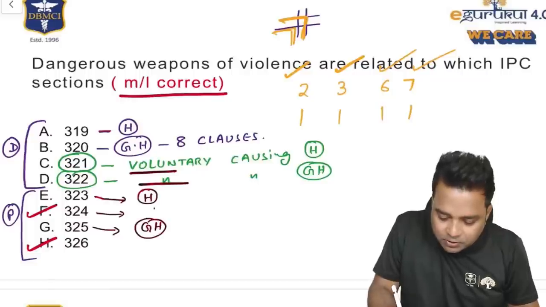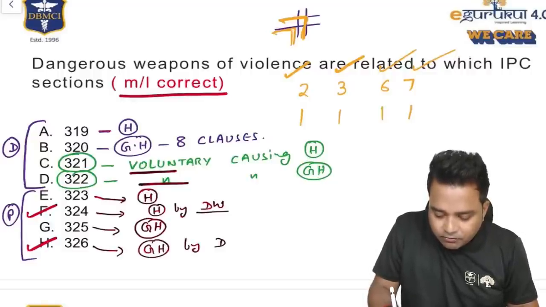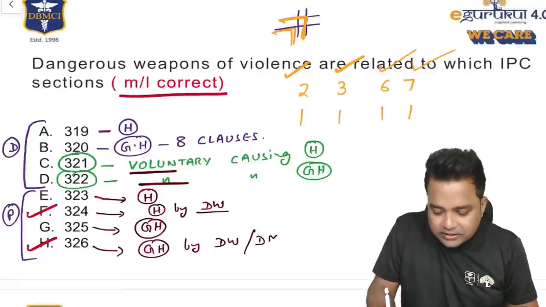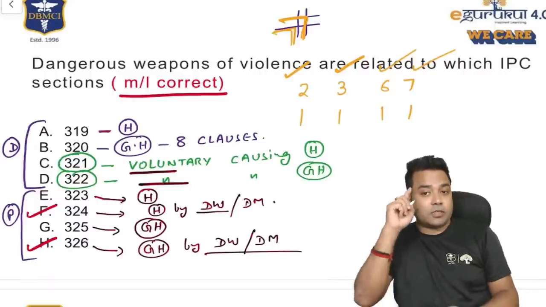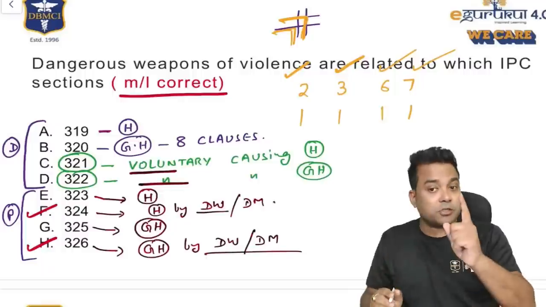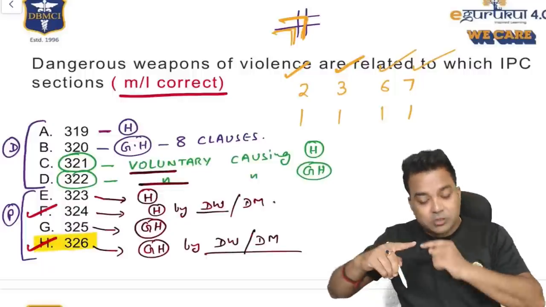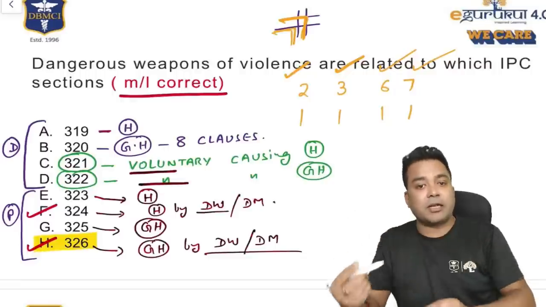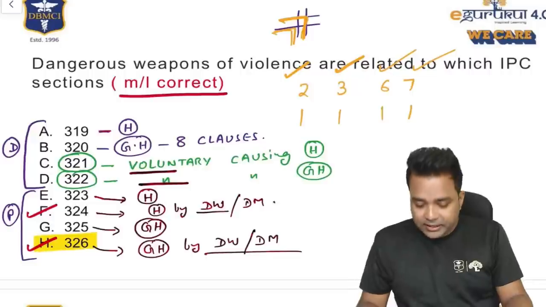324 defines punishment for hurt by dangerous weapon or dangerous means. And 326 is grievous hurt by dangerous weapon or dangerous means. So these are punishment sections for causing hurt, hurt by dangerous weapon, and grievous hurt by dangerous weapon. This is the most important section, 326. This has been separately asked in PGI exams multiple times. So these are important sections. I hope it is clear.